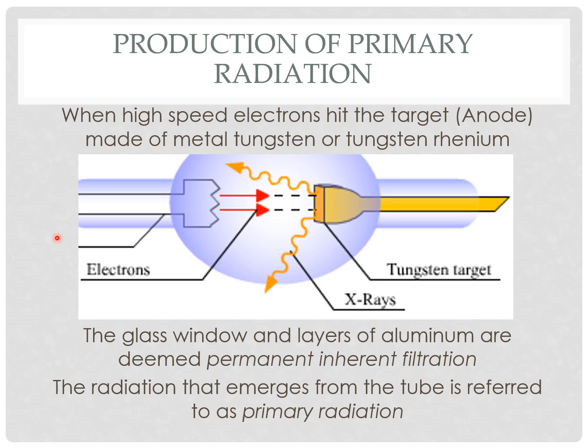Production of primary radiation. When high-speed electrons hit the target, the anode, made of metal tungsten or tungsten rhenium, the electrons shoot across, hit the tungsten target, and then the radiation goes out of the glass envelope. The glass window and layers of aluminum are deemed permanent inherent filtration. Those are the parts of the tube that were not added. The radiation that emerges from the tube is referred to as primary radiation.